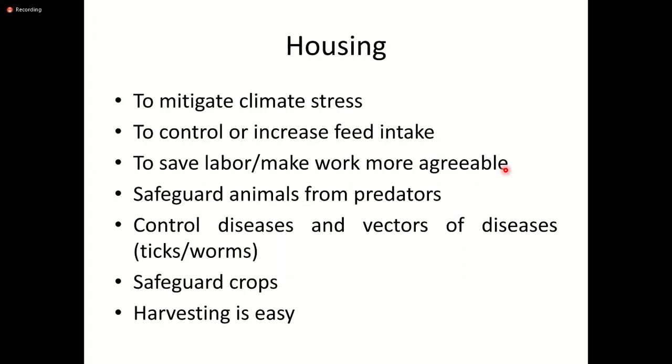In addition, we can safeguard them from any enemies, right? Enemies, predators, right? Even from theft, right? Thieves ලකින් ආරක්ෂා කරගන්න පුළුවන්. ඒ හැමදේම අපිට කරගන්න පුළුවන්. In addition, we can control the diseases, pests and diseases both, right?